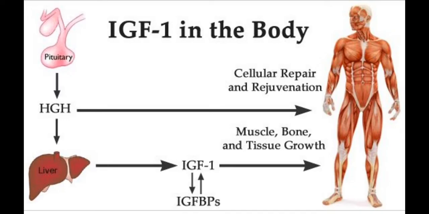Okay, so here we see some picture that the pituitary gland releases growth hormone. Growth hormone ignites production of insulin-like growth factor 1 in the liver mostly, but also in other tissues. And then this factor activates cells, and it helps to repair and rejuvenate the cells and tissues.